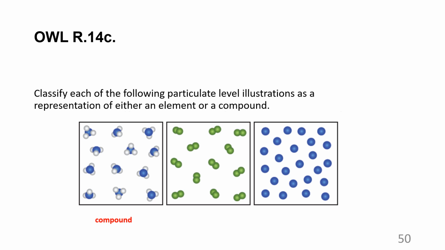The second one, we have green spheres that are all identical, and they're in pairs or groupings of two. And so since all of the atoms are the same, that would definitely be an element. It's a diatomic element. And then the last one, we have all blue spheres, that's monoatomic, and it's all the same element.